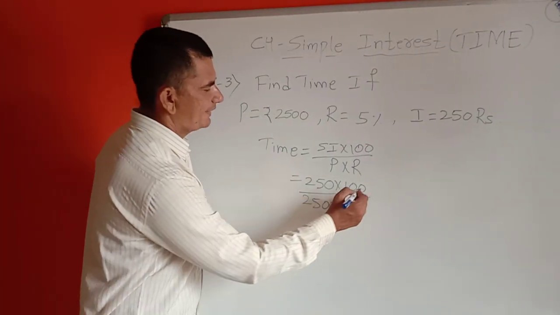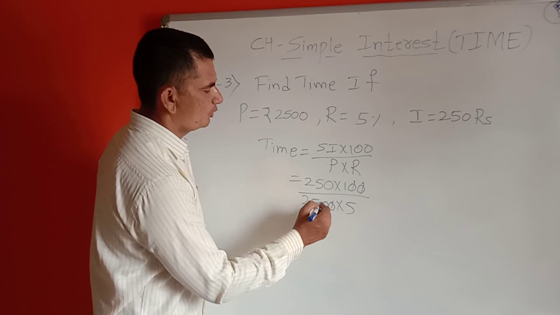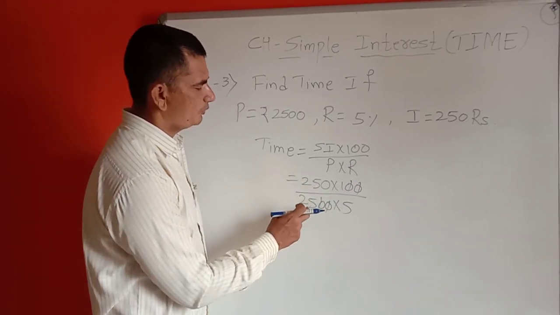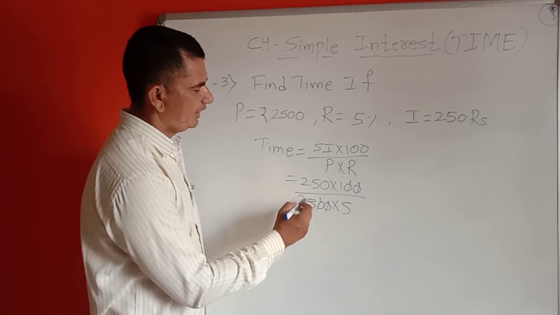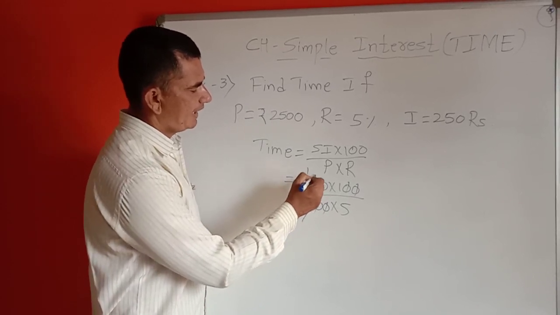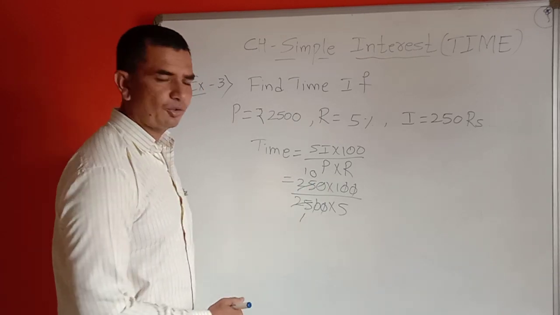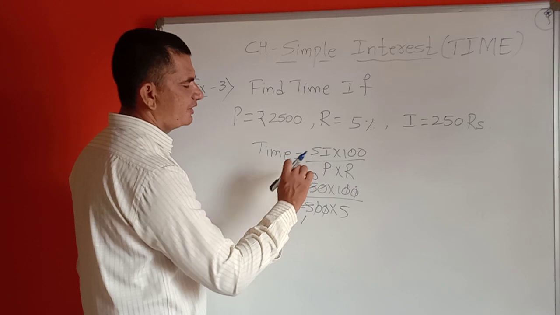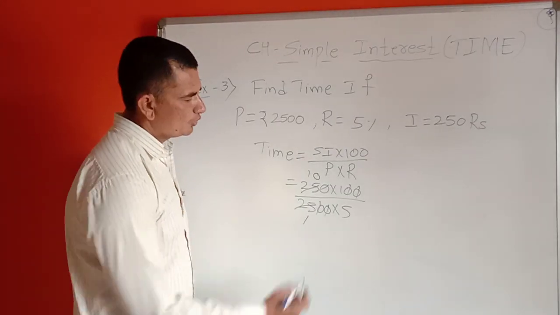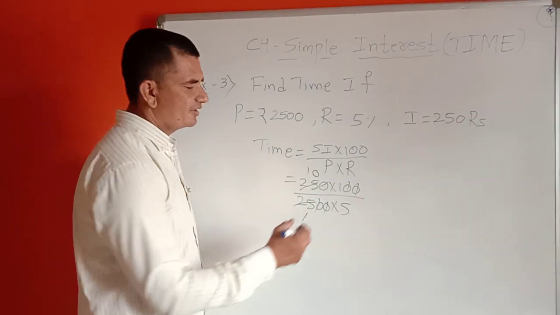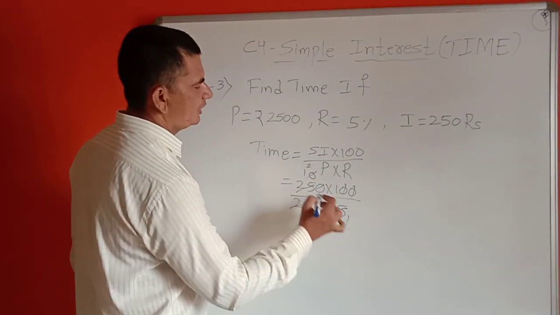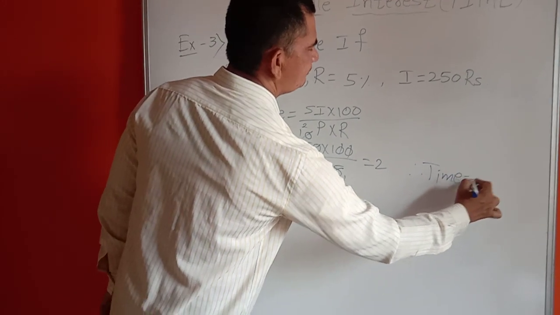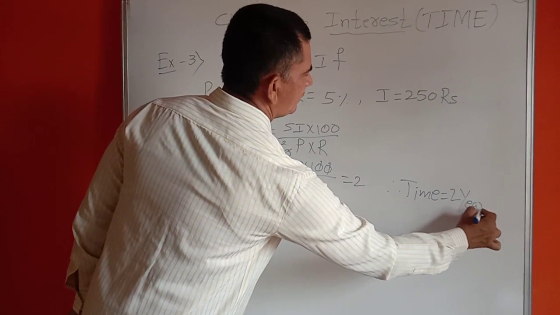Now we can cancel this 0, this 0, this 0, this 0. So 25 here and 250, we can cancel here. 25 ones are 25, 25 ones are 25. And keep this 0 here and cancel this 0. Again, what's remaining? In the numerator 10 is remaining and here 5 is remaining. So now we can cancel both easily because both are in the same table: 5 ones are 5, 5 twos are 10. So what is the answer? Therefore, time is equal to 2 years.